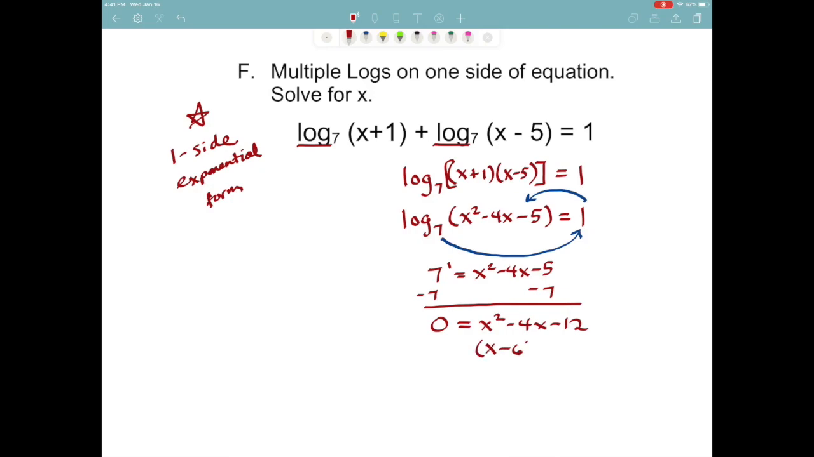That factors into x minus 6 times x plus 2, still equals 0. Use our zero product property, and we'll end up with x equals 6 and x equals negative 2. Now this is where we need to make sure that we are checking. Let's look at x equals 6 first.